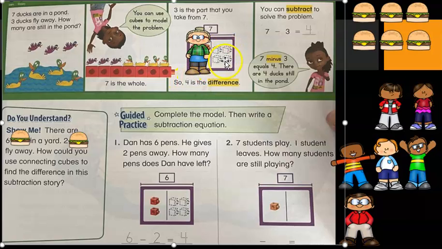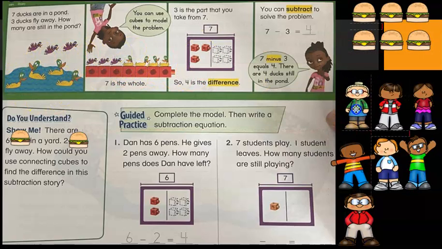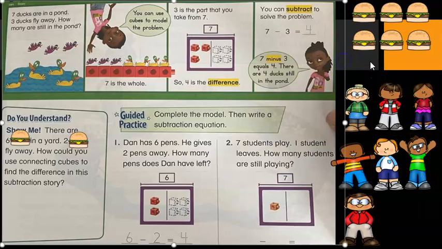1, 2, 3, 4, okay? Because here was the question: how many are still in the pond? Look at that. 4 ducks are still in the pond. So if you look here again at these cubes, if you were to break them apart, take these 3 out, these 4 are still going to stay connected because these 4 ducks are still in the pond, okay? Now let me put this boy back. We're going to use him later on here in a bit.